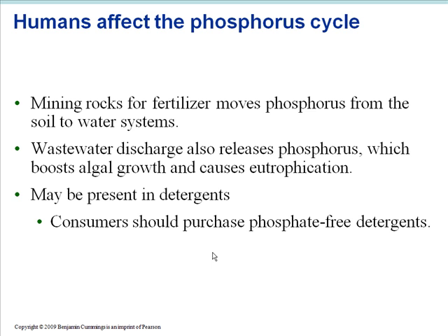We've had some impacts on the phosphorus cycle. Here's a few ideas. The mining of rocks for fertilizer moves phosphorus from the soil to water systems. Like I talked about, this can cause too much growth of plant life in lakes and streams. Wastewater discharge also releases phosphorus, which boosts algal growth, right? The producers in lakes and streams, and causes eutrophication, meaning too much algal growth.